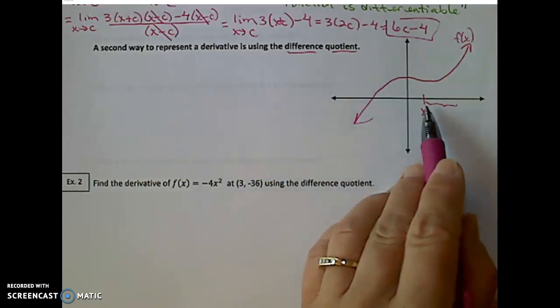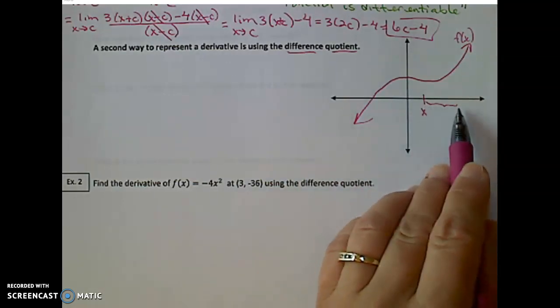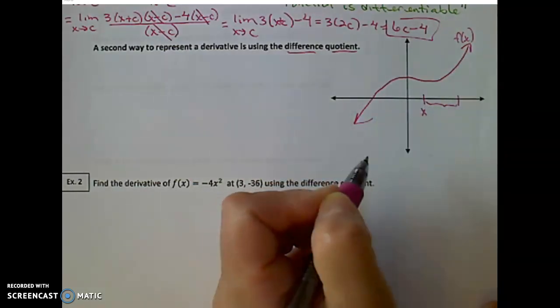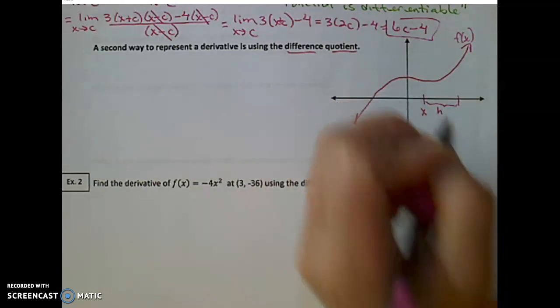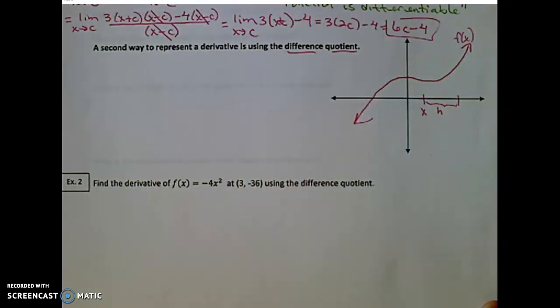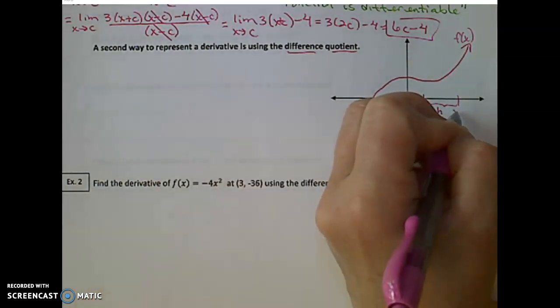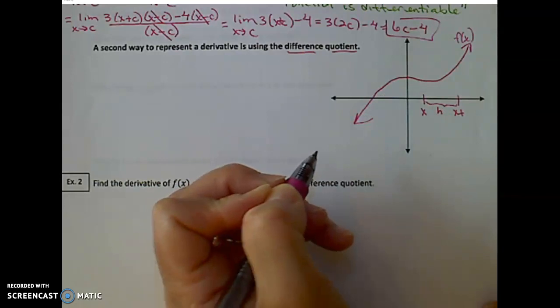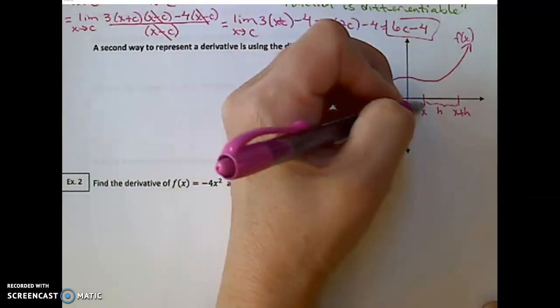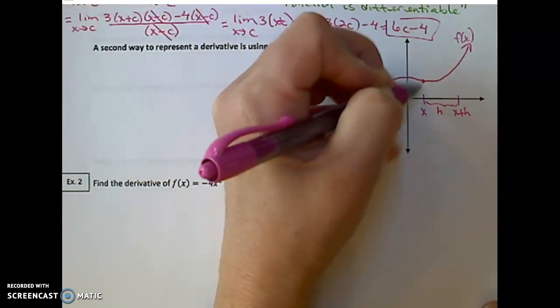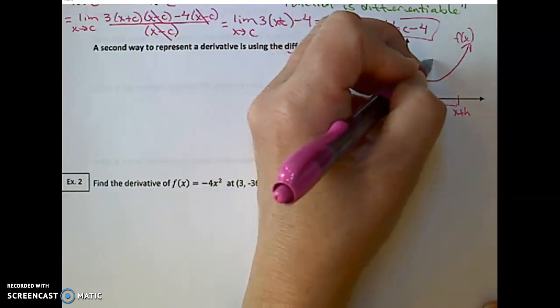What's the difference between this x value and the next x value? In calculus, we tend to call this h, for some number h. So if I start at x and I shift to the right h units, notice this x value is now x plus h. And I'm going to label the function values, these ordered pairs right here.